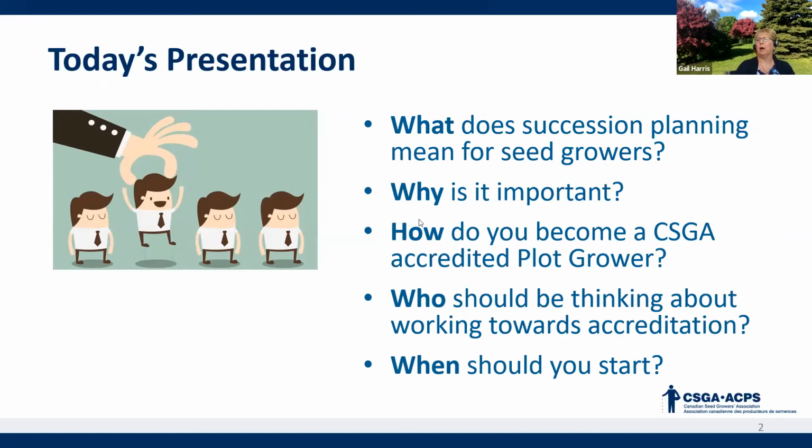We're going to talk about why it's important. We're going to talk about how you become a CSGA accredited plot grower. Sometimes we hear people talking about select growers for crops like wheat, barley, oats, soybeans. The plots are select, and so people use the term select grower. For crops like hemp and canola and mustard, the plots are at the foundation level. So when I say accredited plot grower, I mean select growers and foundation plot growers for all crop kinds.